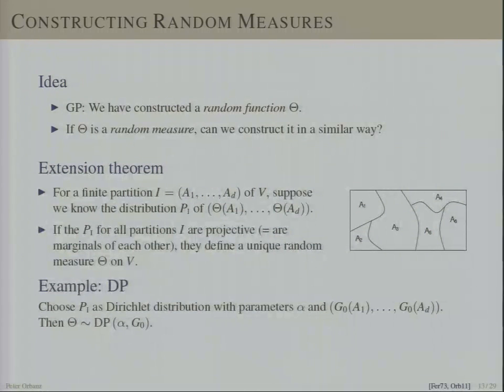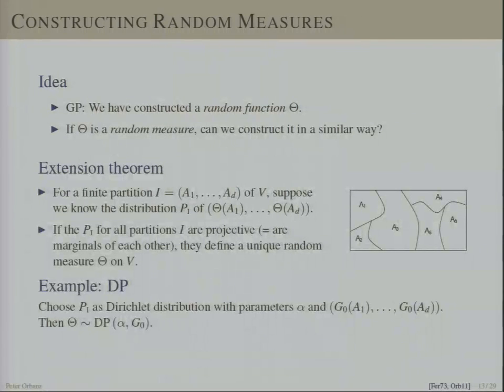And again, if they have this property that they are all marginals of each other, then together they define a random probability measure on that space. And an example of that is the Dirichlet process. So what is the probability distribution that everybody has heard of on finite probabilities? That's the Dirichlet distribution, right? So if this vector here is Dirichlet distributed for all possible choices of these sets, then what we get here is a Dirichlet process.